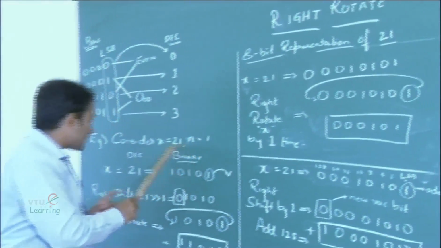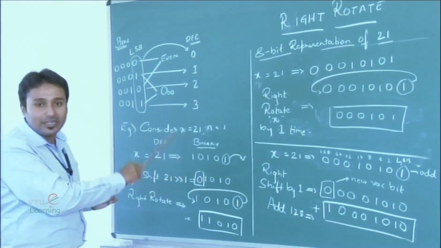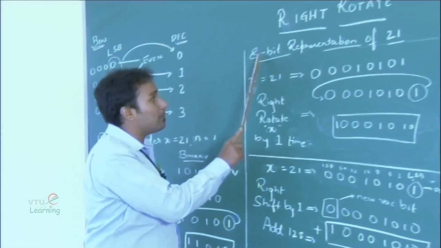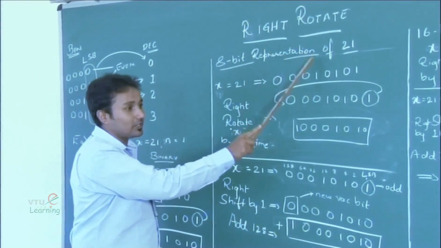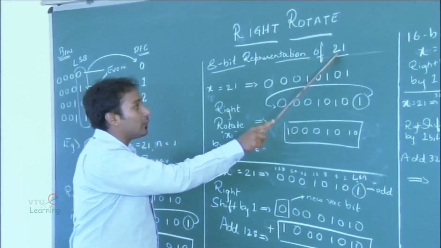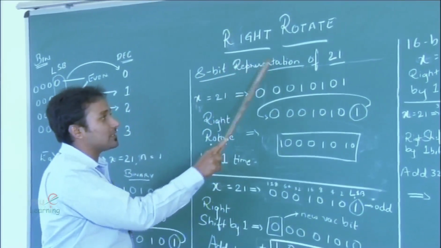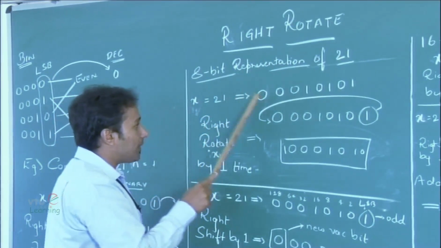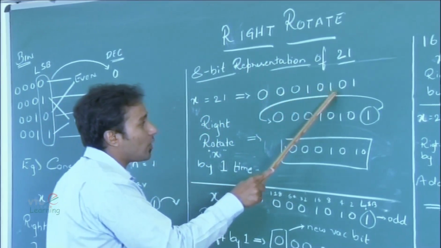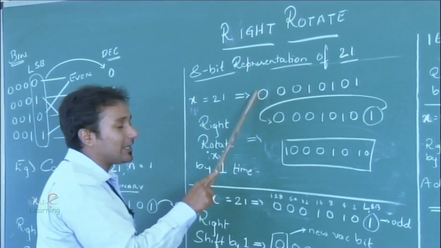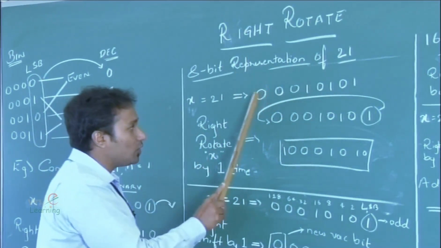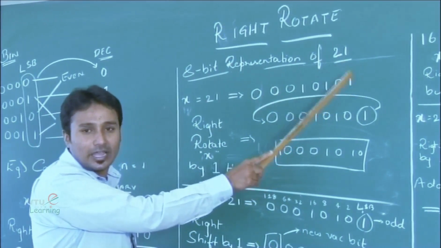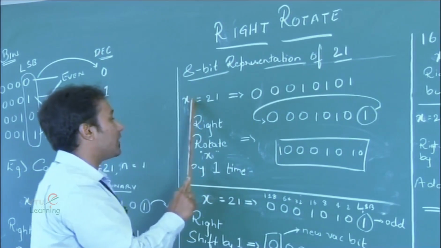Now, this was completely about the binary representation of the number as a whole. Now, we will move on to the same number's 8-bit representation. That is, the number 21 along with its 8-bit representation, which is as follows. x equals 21, which implies 00010101 will be its 8-bit representation, as we count 1, 2, 3, 4, 5, 6, 7, 8. This is the 8-bit representation of the given number.